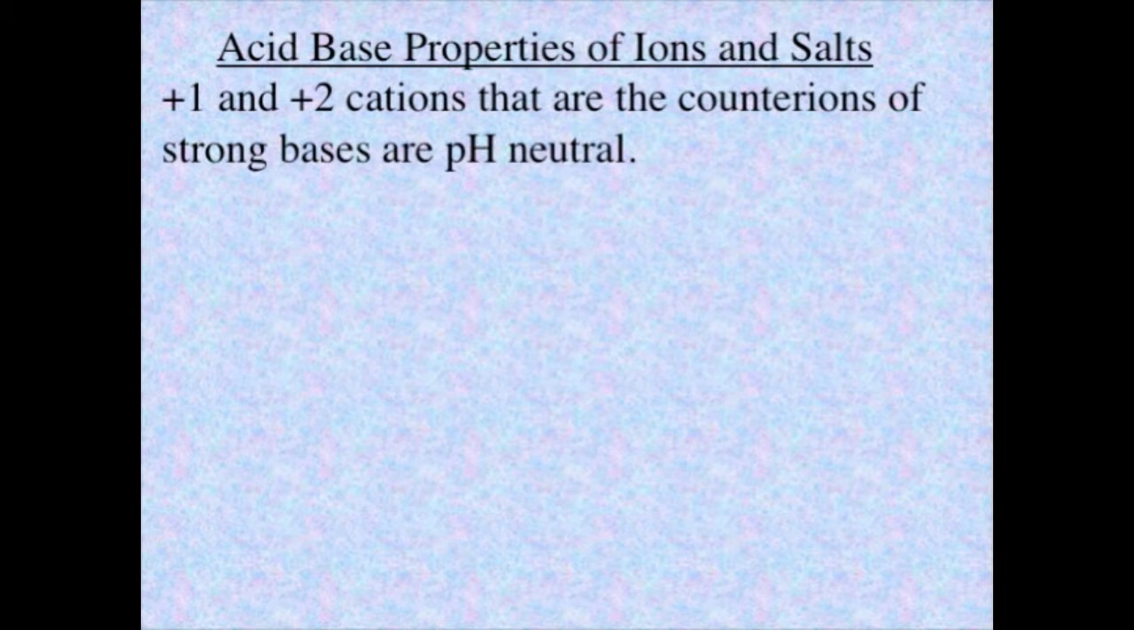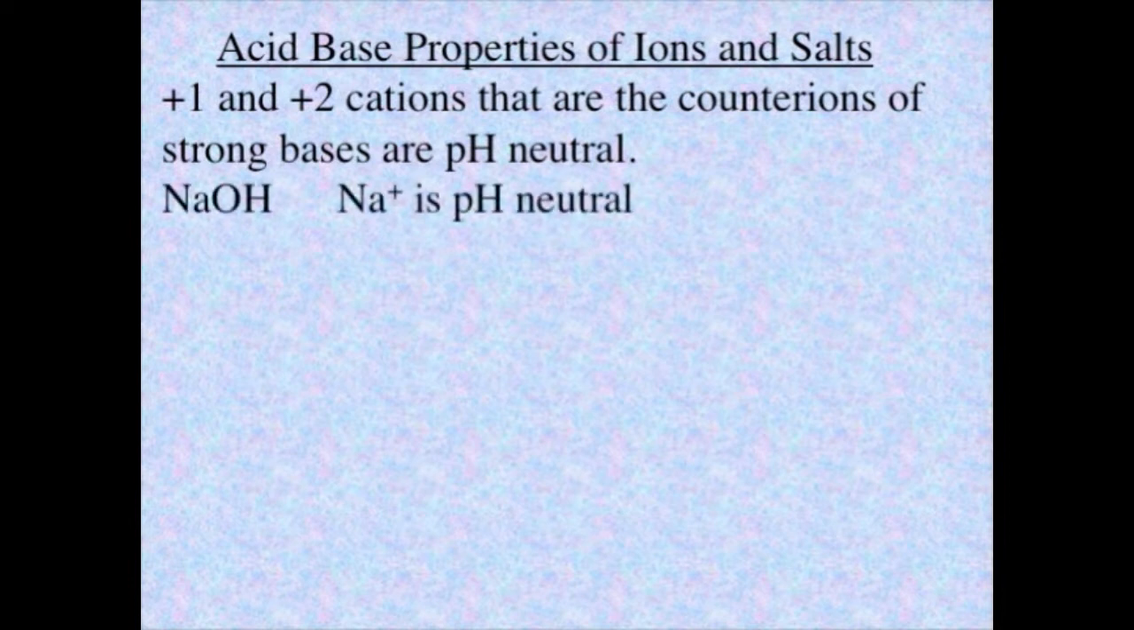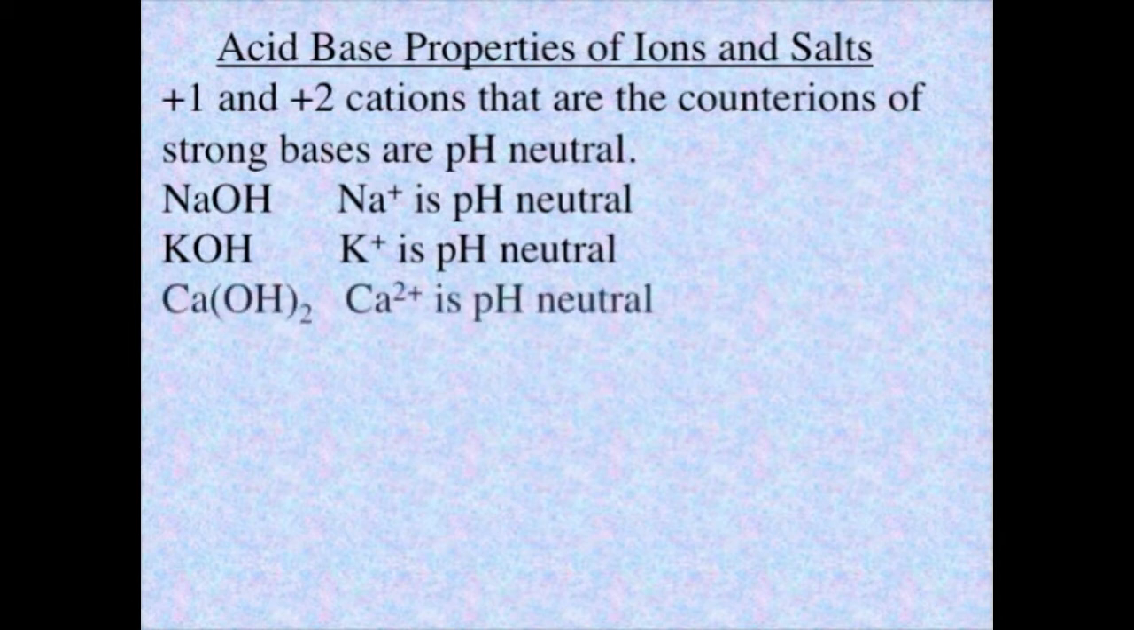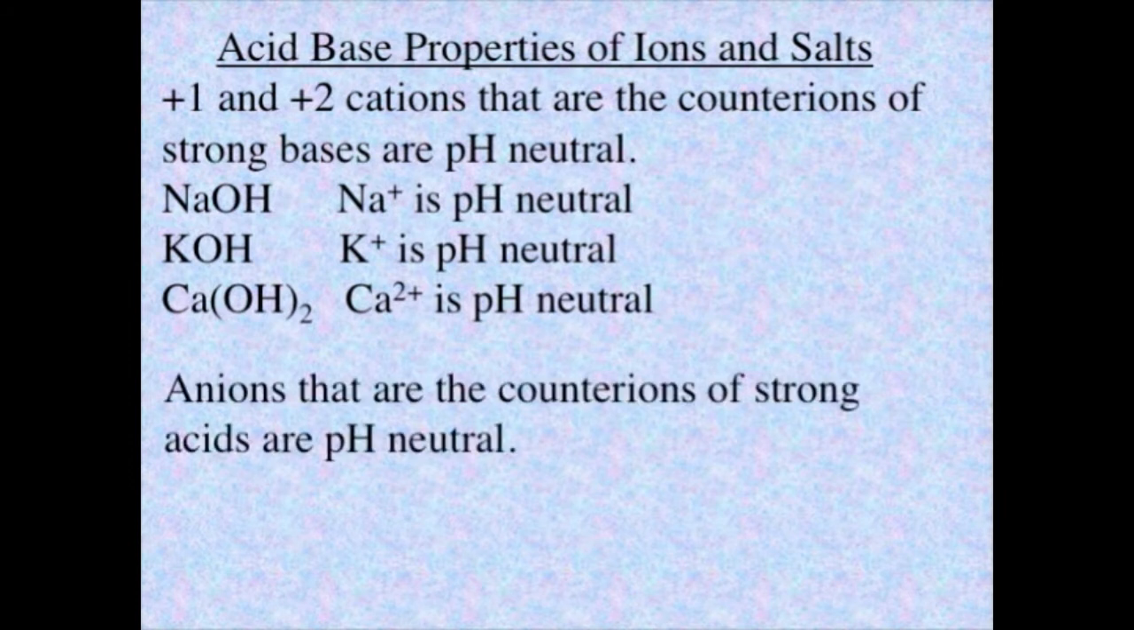So let's look at acid-base properties of ions and salts. First off, +1 and +2 cations that are the counter ions of strong bases are pH neutral. So for example, the sodium in sodium hydroxide has no effect on the pH. Or the potassium in potassium hydroxide. Those are +1 cations. Or the calcium ion in calcium hydroxide is pH neutral, no effect on pH.